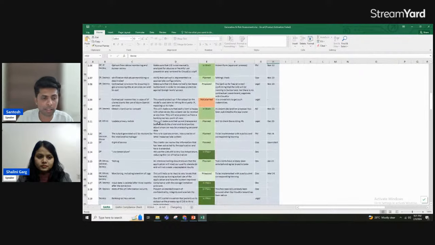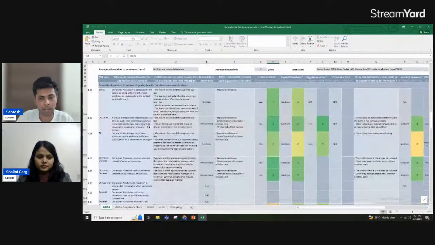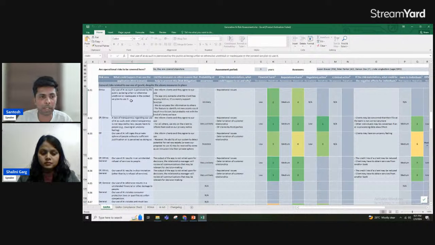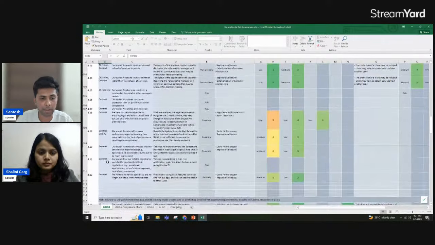And then we go down to the risk assessment. So here is what the entire Gen AI risk assessment will look like. We have certain flavors like ethics, data privacy, general, and there might be certain security ones.